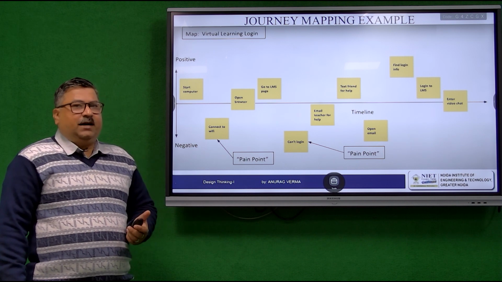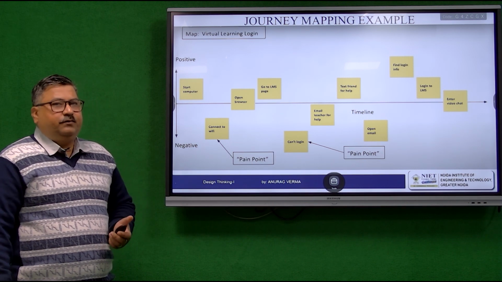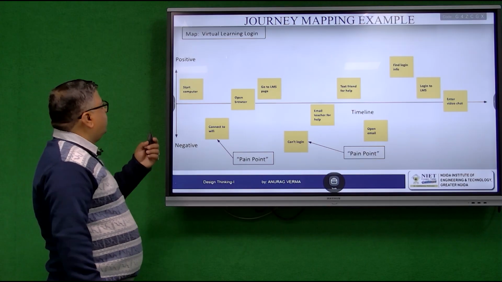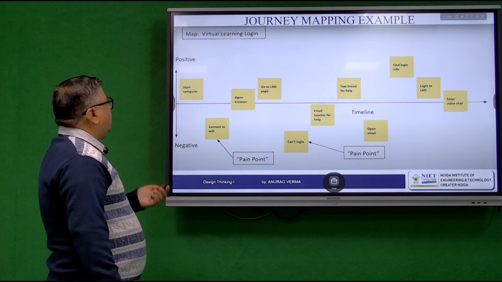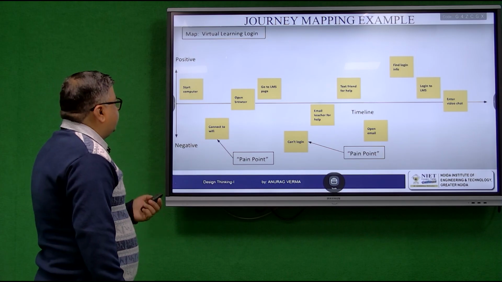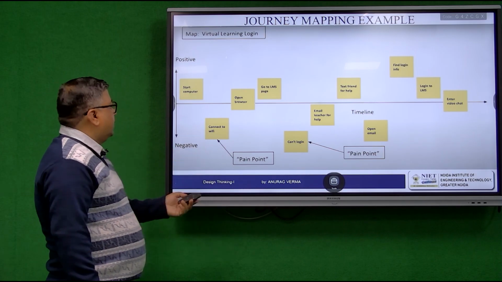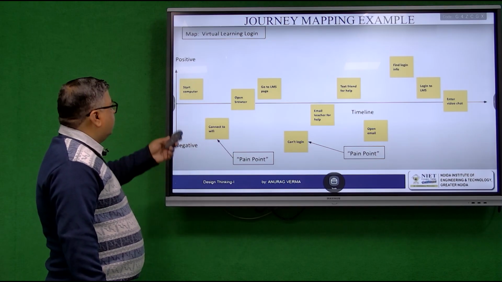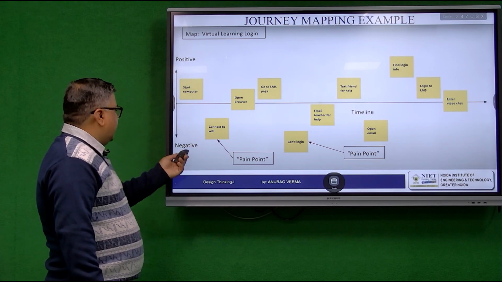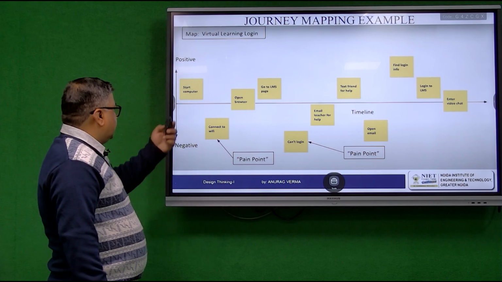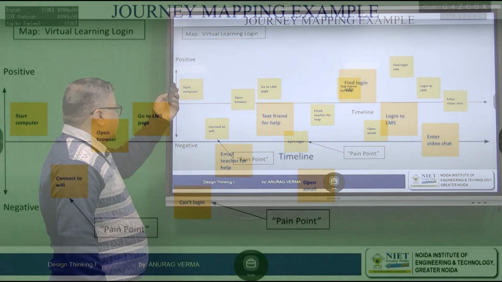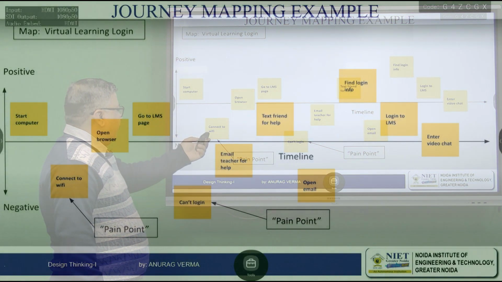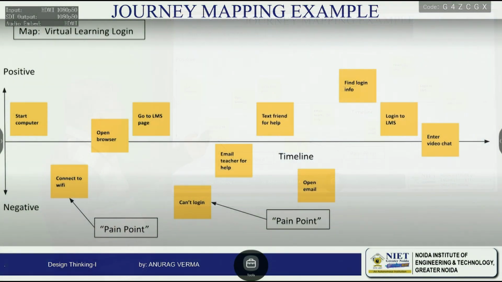This is one example of a journey map of a student who is trying to log into the virtual platform for the learning management system, or LMS. On the x-axis we have the timeline or sequence of events. On the y-axis we have emotions, positive and negative. So the customer starts the computer and connects to Wi-Fi for getting internet, then opens the browser for going to the LMS website. LMS stands for Learning Management System.